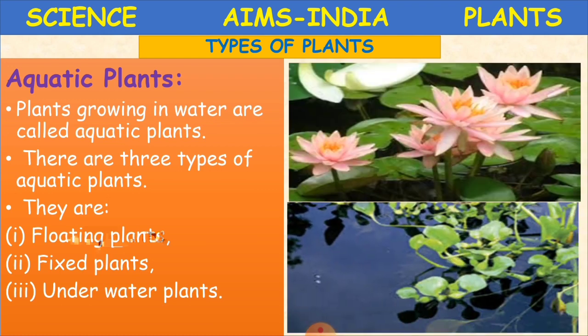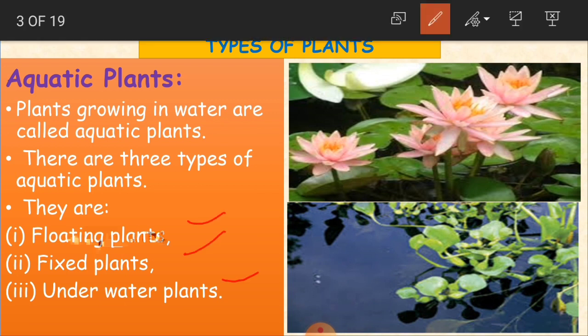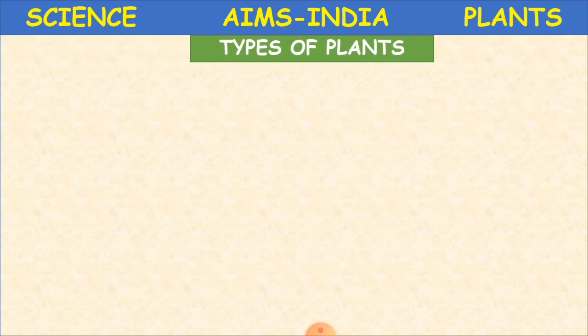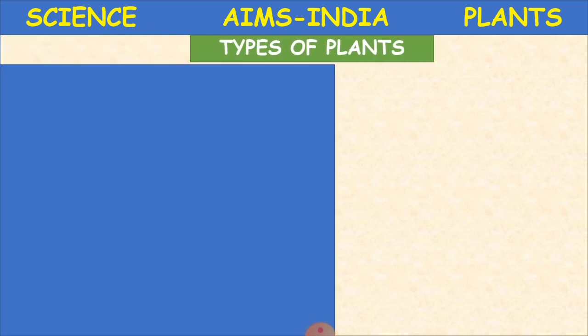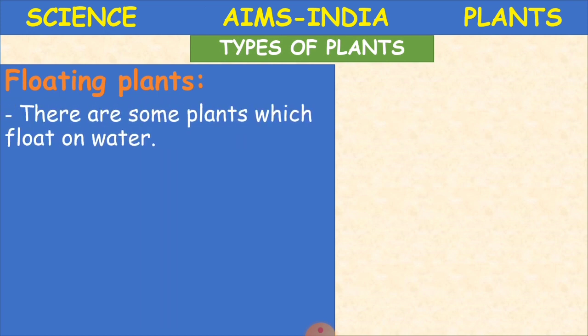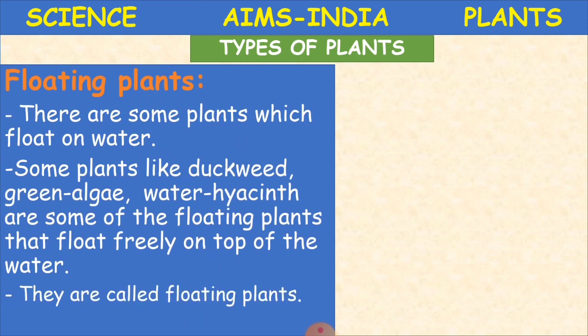Like if you see here in the picture, you are able to see that the plants are on the water. They are growing in the water and they are floating on the water. So we are having three types: floating plants, fixed plants, and underwater plants. Okay children? We'll learn one after the other now. The first one here is the floating plant. There are some plants which float on water.